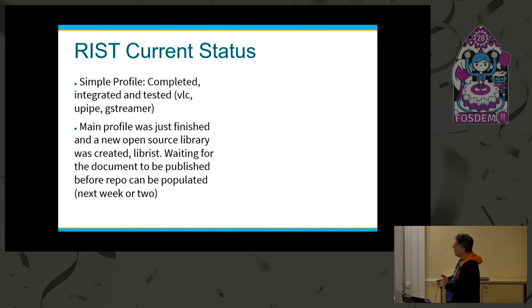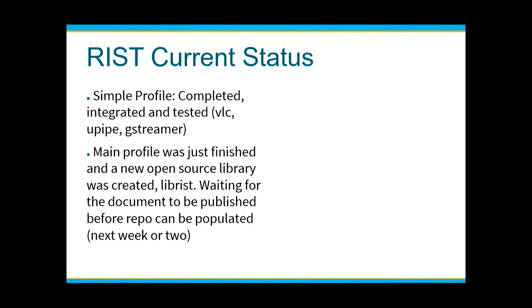There's a new open source library that was created with the main profile called Librist. The main library is going to live under the umbrella of the VLC GitLab code base with a public group. It was coded following the standards of the dav1d decoder. Same rule sets apply for both. And we're waiting for the document to be officially published so that we can push the library to the repo. Right now, the repo is empty, waiting for that document to be published.